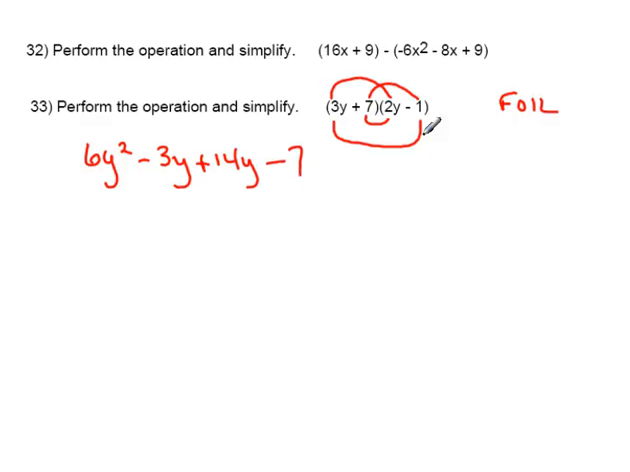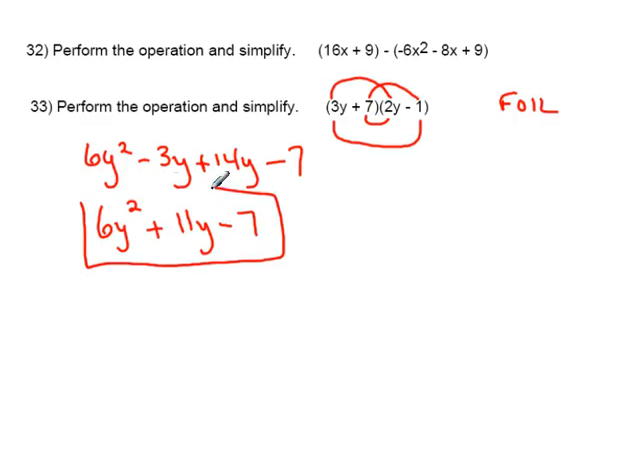And after you FOILed, you see how happy you are. It makes a little happy face. Okay, and now what we want to do is collect the like terms, which in this case are the two middle terms. So you get plus 11y minus 7. And that is the answer.